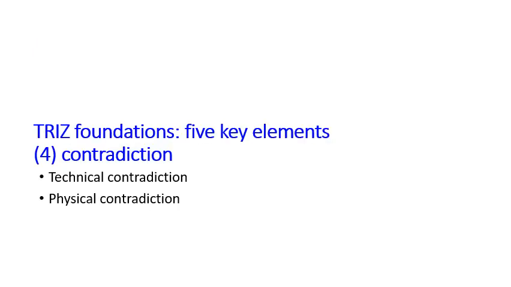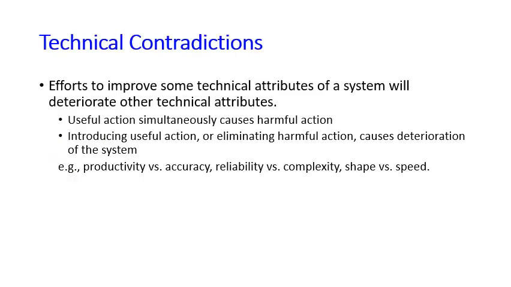The next important element in TRIZ is called contradiction. There are 2 types of contradictions: technical contradiction and physical contradiction. So technical contradiction happens when you try to improve one attribute of the system, but then it makes another attribute of the system worse. Or it can also happen when you have some useful action in your system, but that useful action at the same time also produces something harmful.